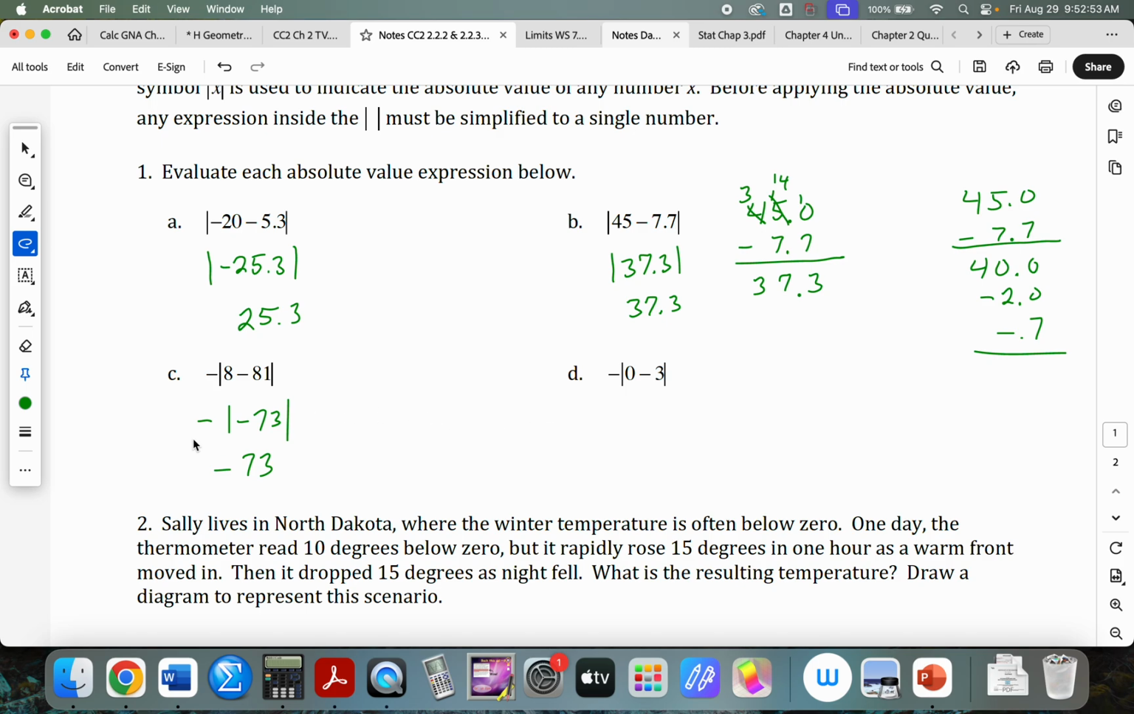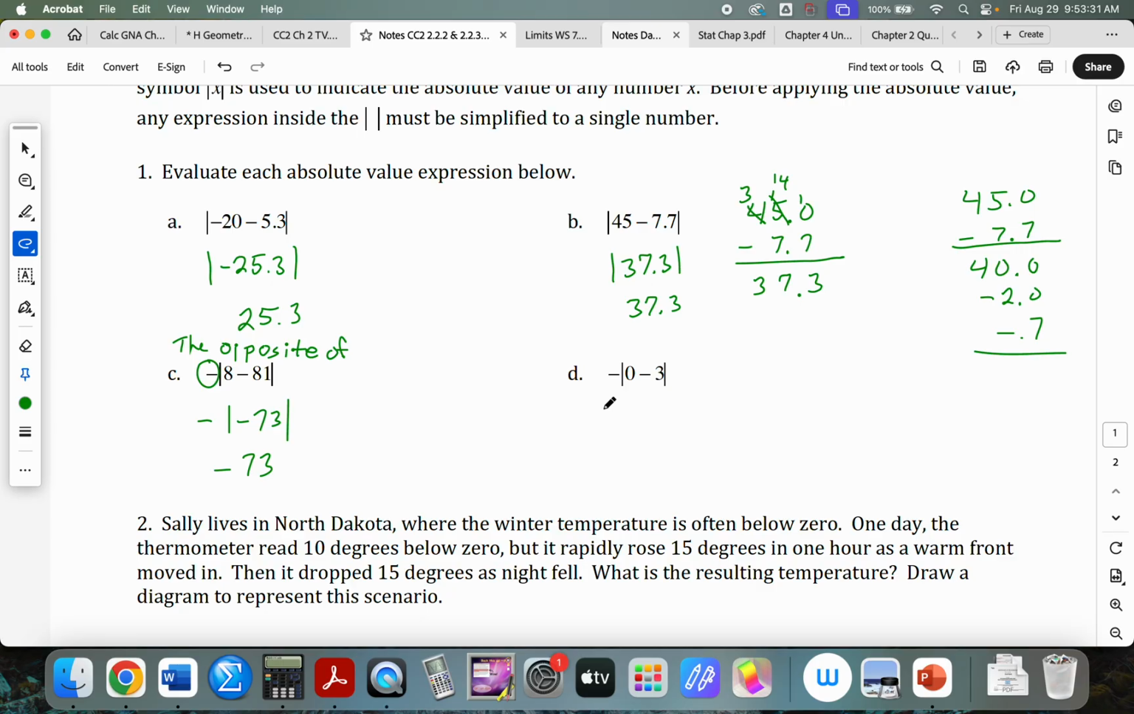And really the way to read this when it has a negative sign out in front is the opposite of. Because did my answer, in this case it turned out to be negative, but it's not always going to be. So it's the opposite of the absolute value. Okay?